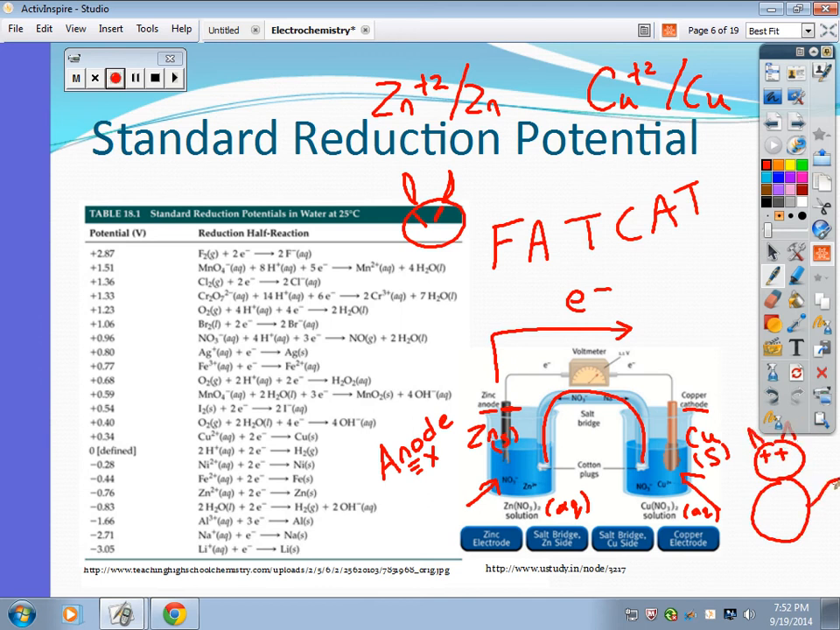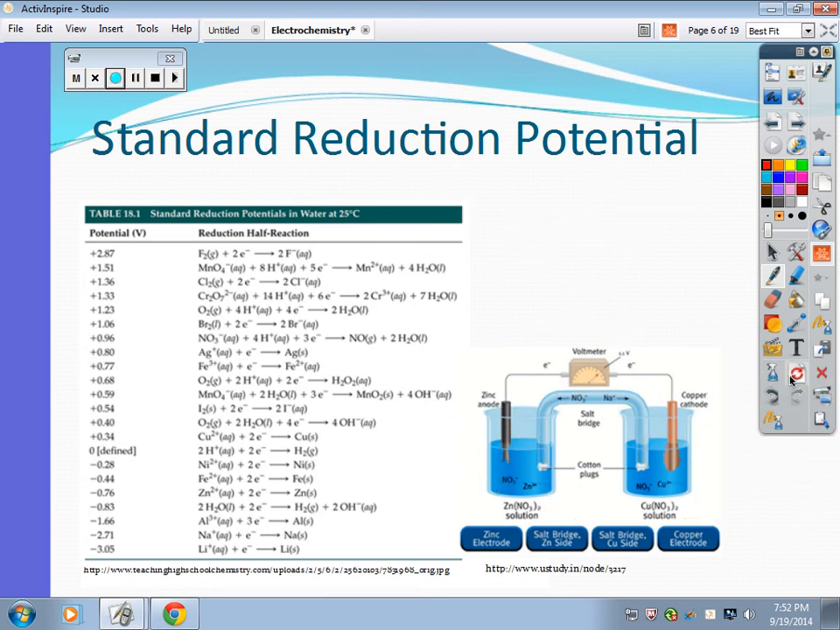This is reduction. It occurs at a cathode, right? Red cat. And so this cathode is positive. Positive, like a kitty cat. Make sense? Right now, I'm going to go ahead and get rid of all this stuff, which means I got rid of my copper and my zinc.